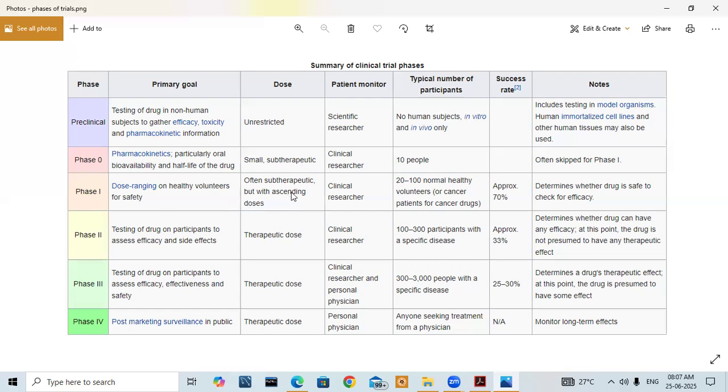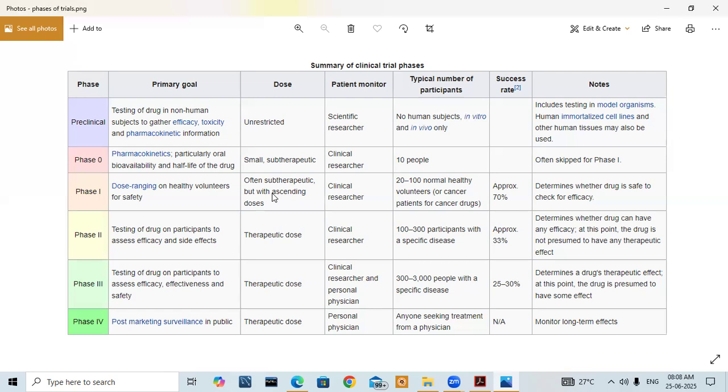But in each step, we are increasing the dose slowly, in ascending order, ascending doses. For example, the first day we give 100 milligram of paracetamol, the second day 150 milligram, then 200 milligram. Slowly we increase the dose so that if something suddenly happens, we can control it. We should know how much dose maximum the body can tolerate. Understood?